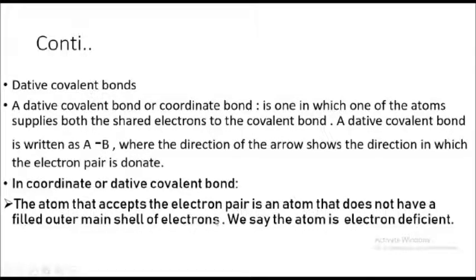Pairing means the combining of electrons from the two elements that are bonded together. We say that the atom is electron deficient. The atom that accepts electrons is always electron deficient. So the points to include here are that the accepting element is already electron deficient. So don't forget these two points.